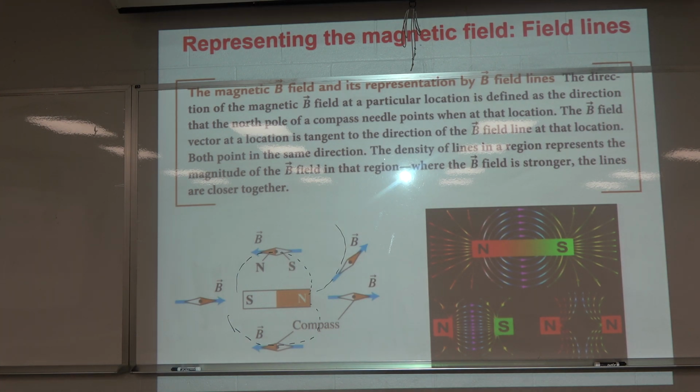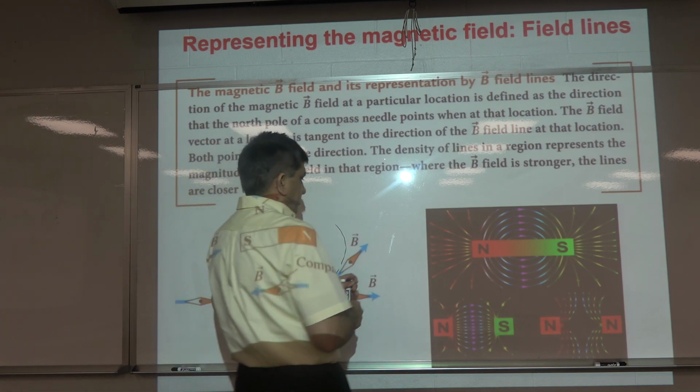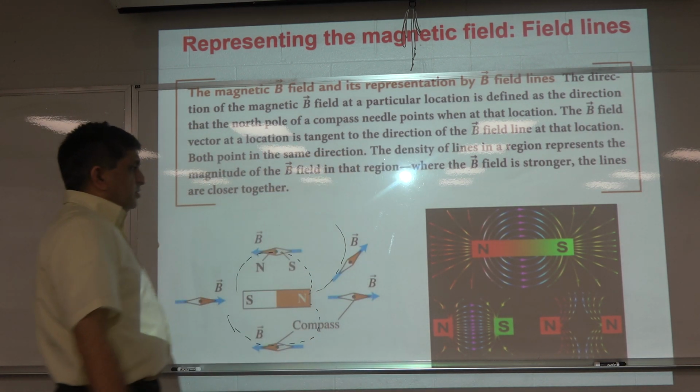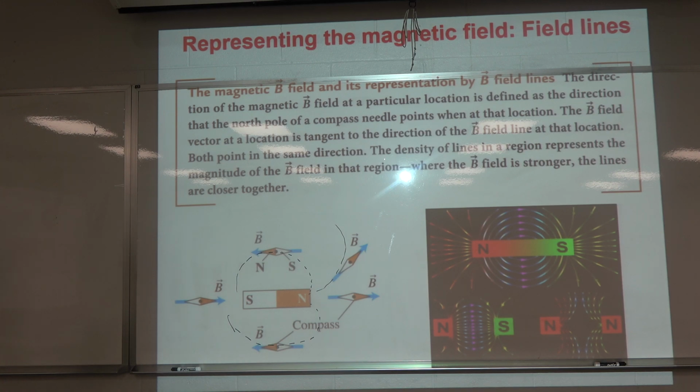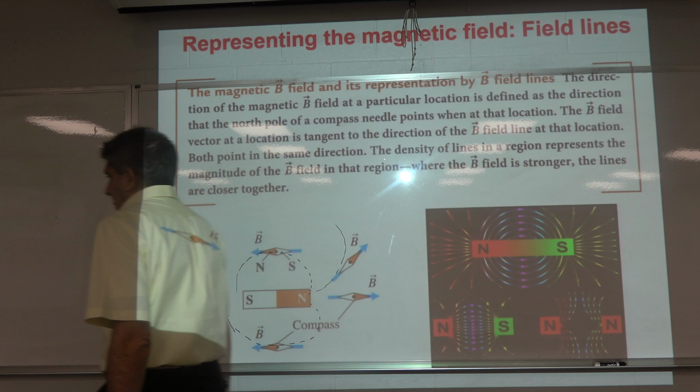When you go closer to the region of the poles of the magnet, you will see a stronger effect of the magnetic field. If you go away from the poles of the magnet, the effect of the magnetic field will be smaller and smaller. Alright?